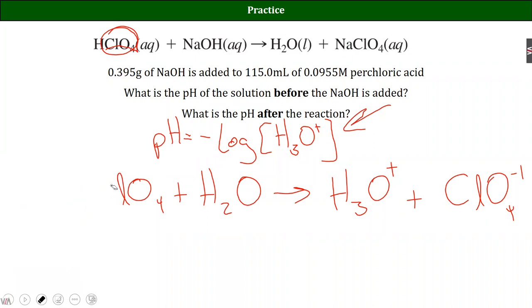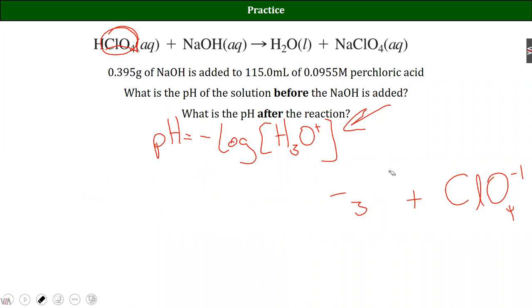So before we add the sodium hydroxide, what's the concentration of hydronium? I'll give you a hint. The number is already written on the page. You don't actually have to do any math.